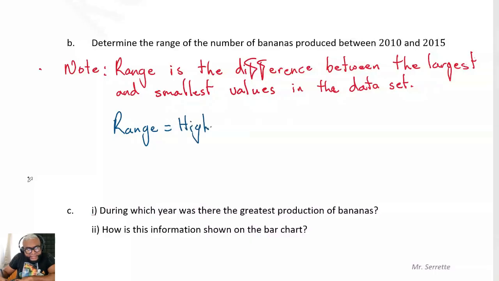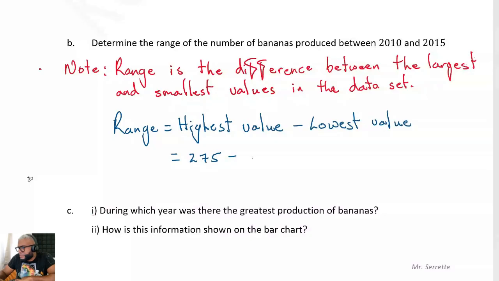Range is the highest value minus the lowest value. Which year had the highest value? 275. So this will be 275 minus, what is the lowest? 40. So the range is 235.